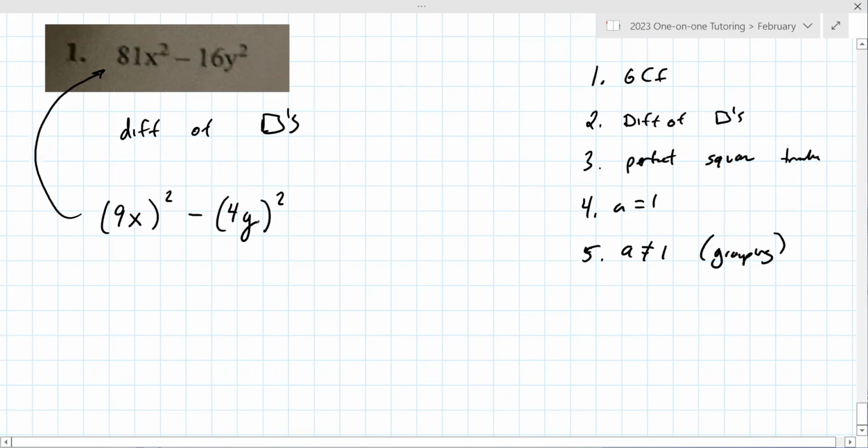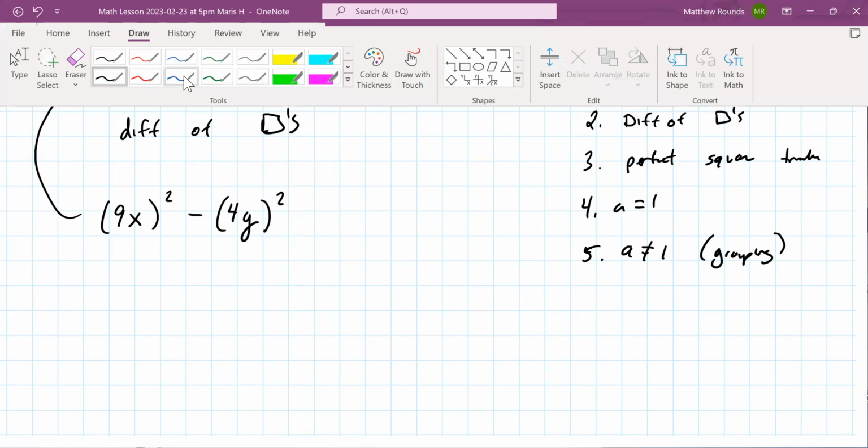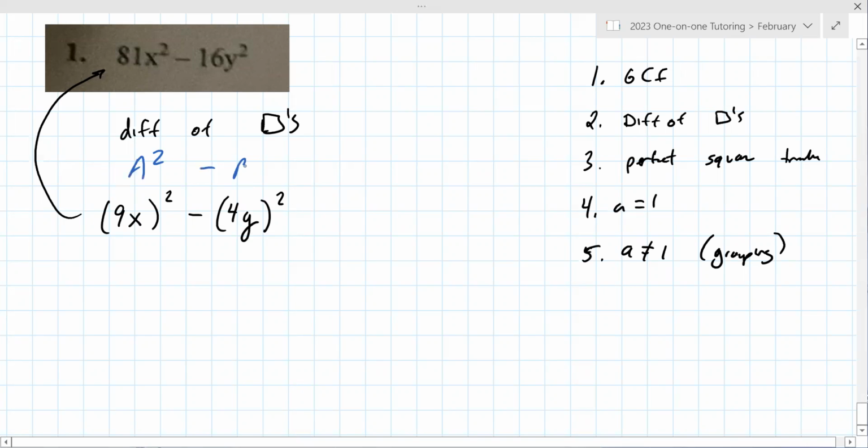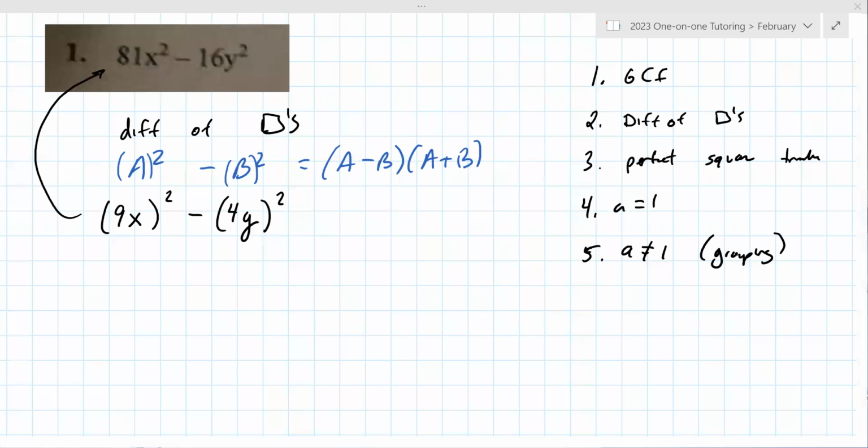Okay, so then the formula here, I'll write that in blue. The formula is a squared minus b squared becomes a minus b, a plus b, and you want to think of a and b as being what's in parentheses. So what would the result be of factoring this? Can you tell me? Let me see.